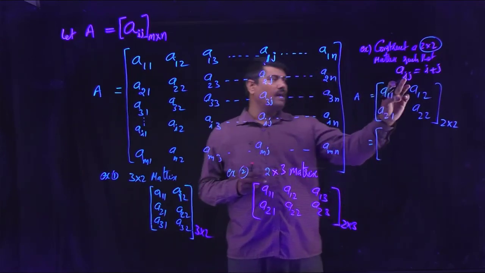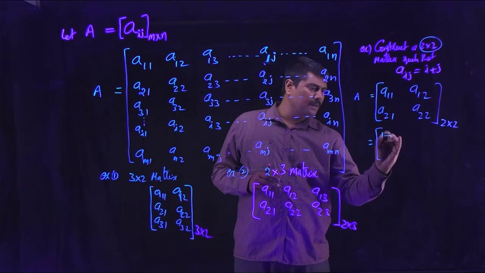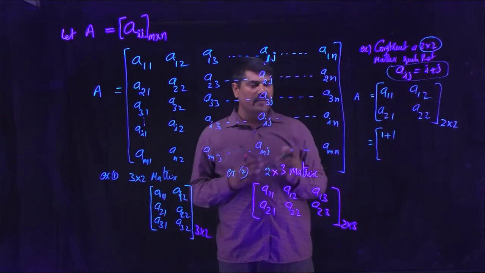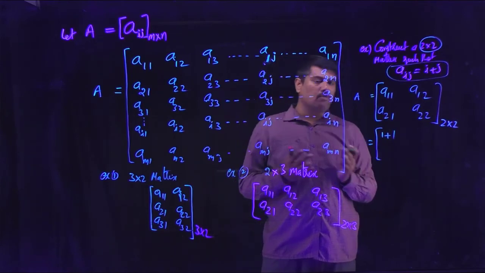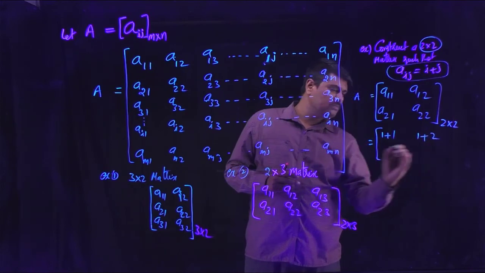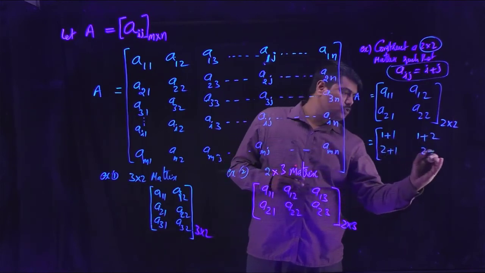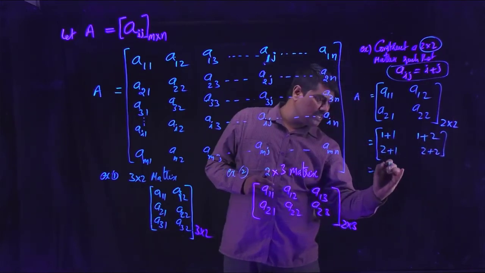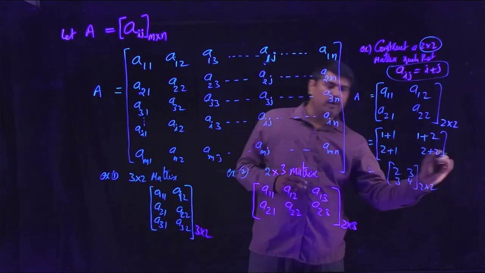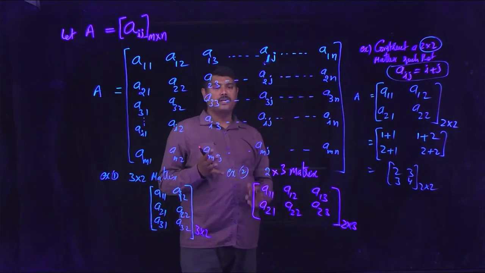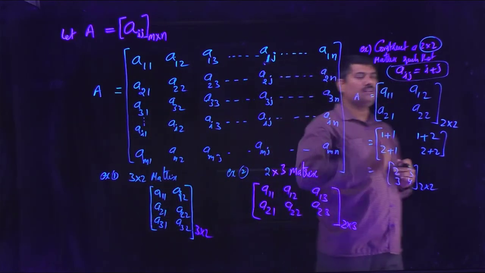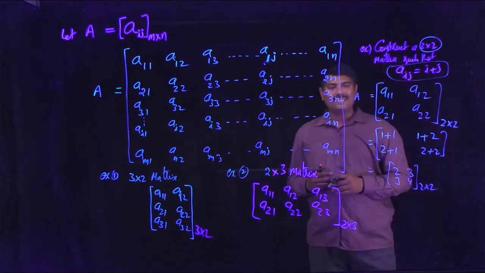So what is A11? Using this formula, if Aij is equal to i plus j, then A11 is nothing but 1 plus 1. This is 1 plus 2, this is 2 plus 1, this is 2 plus 2. So you will construct the matrix 2, 3, 3, 4. This is the required matrix. They are asking for a 2 by 2 matrix with the element definition Aij is equal to i plus j.